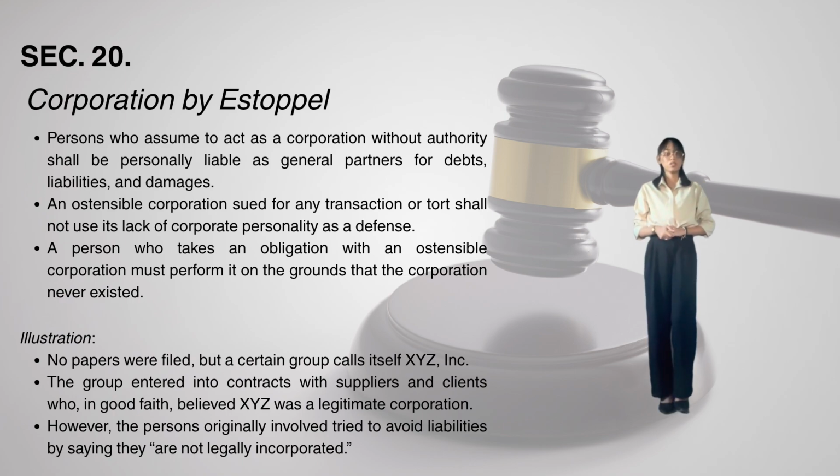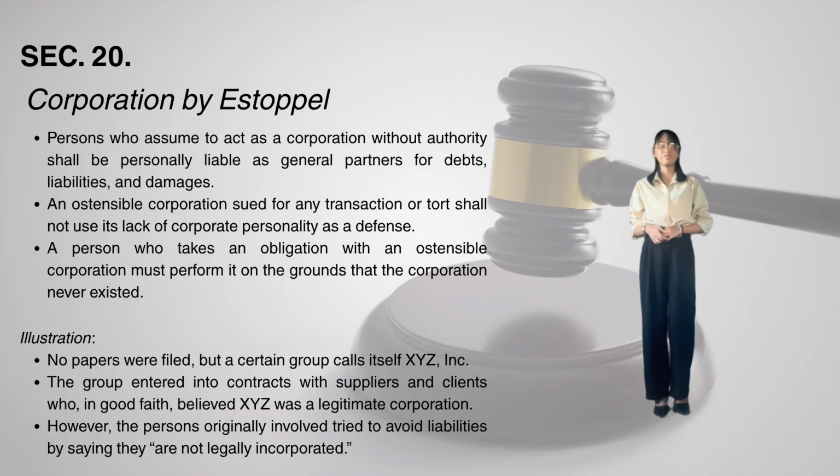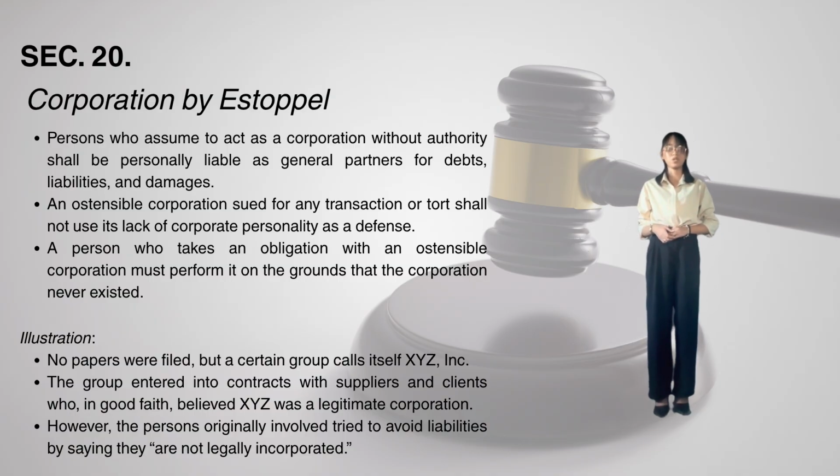For example, no papers were filed, but a certain group calls itself XYZ Incorporation. The group entered into contracts with suppliers and clients who in good faith believed XYZ was a legitimate corporation. However, the persons originally involved tried to avoid liabilities by saying that they are not legally incorporated. Result: courts hold the persons involved personally liable because they represented themselves as a corporation.